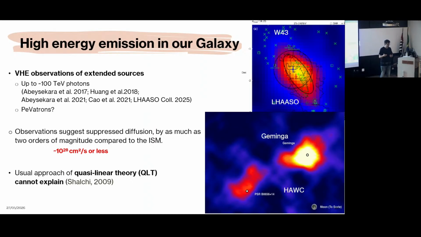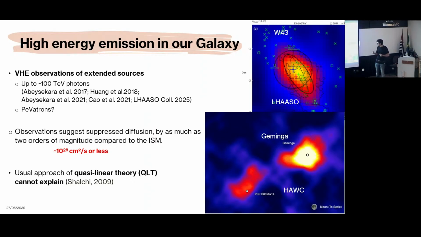So when we think about the energies we have from CERN, we reach up to 10^14 electron volts. These sources here can go up to 10^17. So this is the limit we can accelerate inside our galaxy.